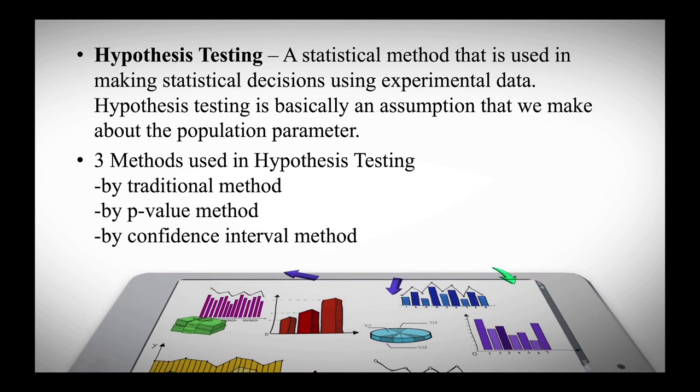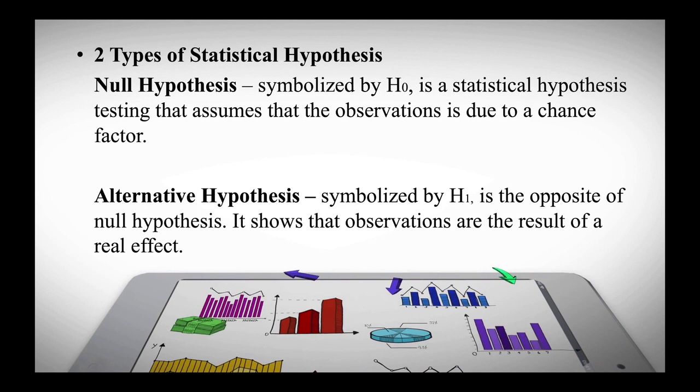So basically, we have three methods used in hypothesis testing. First one is the traditional method. The second one is the p-value method, which is actually famous right now because of the progress of the use of different statistical softwares. And lastly, we have the hypothesis testing using the confidence interval method. This is the reason why we started with the confidence interval topic on our subject, statistical analysis 2. Next, we have different types of statistical hypotheses: null hypothesis and alternative hypothesis.